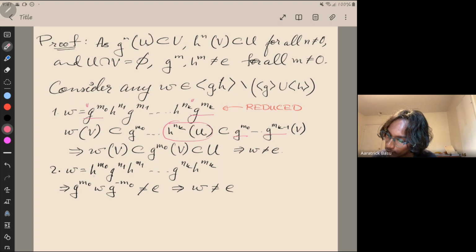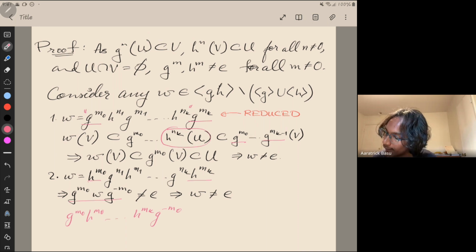So similarly, if your word starts with H and ends with H, you conjugate by G to the M0, for example, just to make sure that we don't have any redundancies. Then you see that this word is now G to the M0, H to the M0, and so on, H to the MK, G to the minus M0. So now it starts and ends with G. So by case one, we get that this word is non-trivial, but if a conjugate of a word is non-trivial, that word also has to be non-trivial. This is again basic group theory.